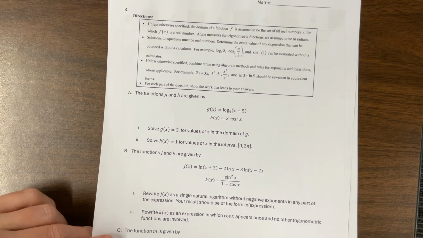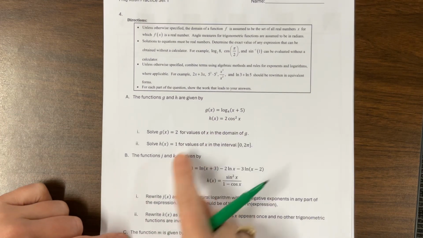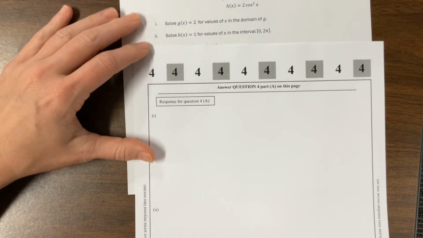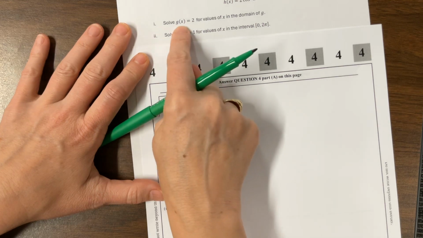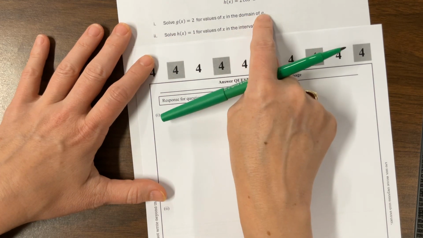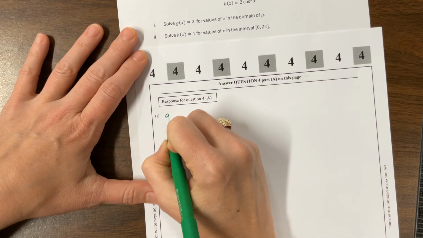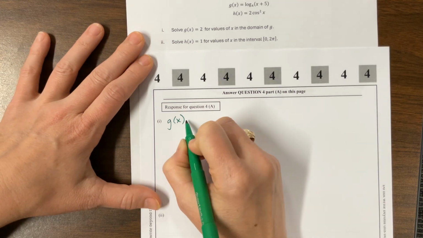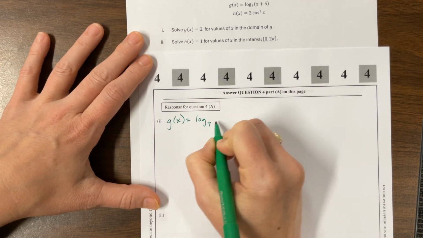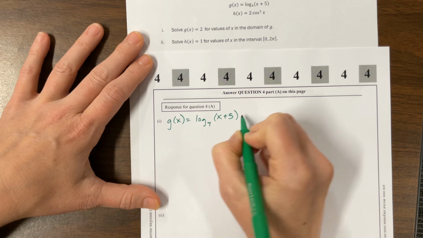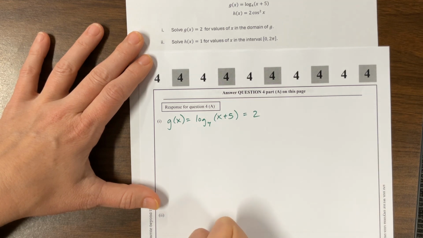Okay, so this first one, they're giving us 2 functions, and here's space for part A. They're telling us to solve g of x equals 2 for values of x in the domain. So my g of x, I might write it this way, is equal to log base 4 of x plus 5. And they said that this is equal to 2.